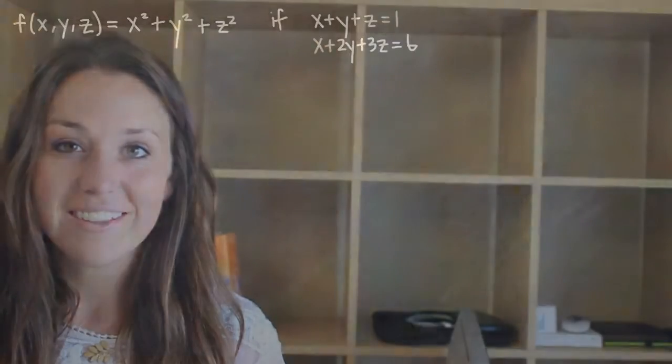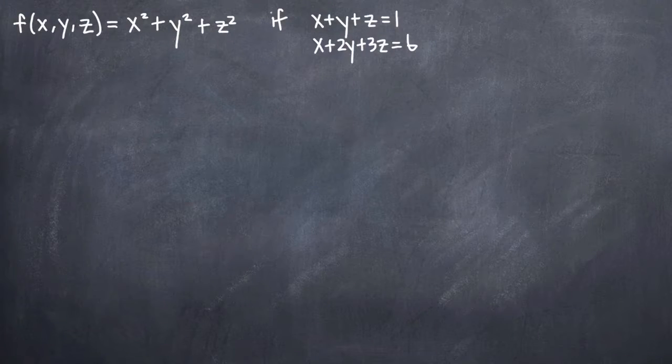Let's take a look. In this particular problem, we've been asked to use Lagrange multipliers to find any extrema of the function f of x, y, z equal to x squared plus y squared plus z squared. Also, subject to two constraint equations, the first of which is x plus y plus z is equal to 1, and the second of which is x plus 2y plus 3z is equal to 6.